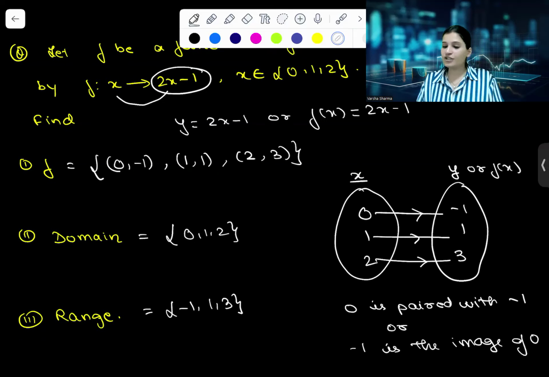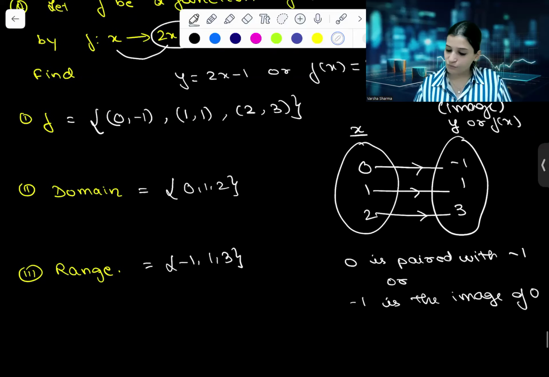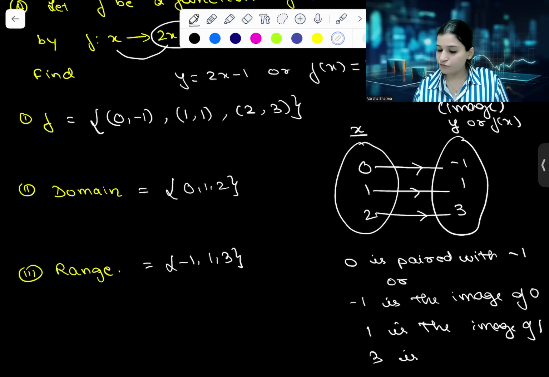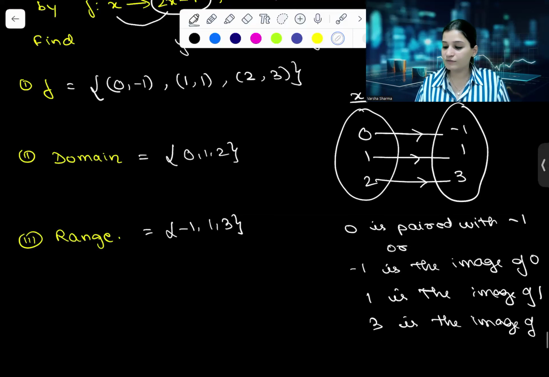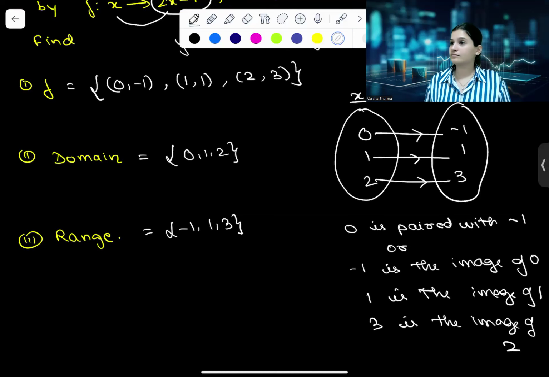The word image is used for the second set, for y. The values of y are known as the image. So minus 1 is the image of 0, 1 is the image of 1, 3 is the image of 2. Yes or no? Yes, ma'am.